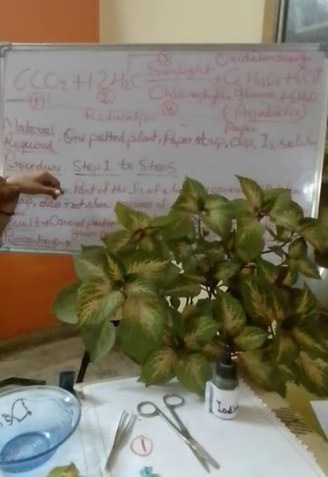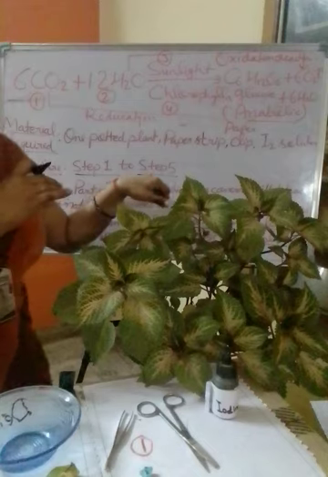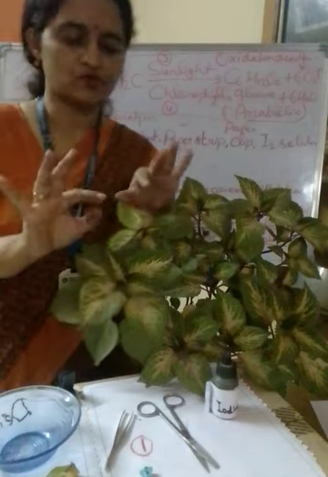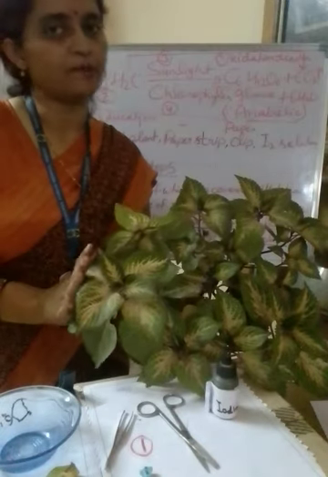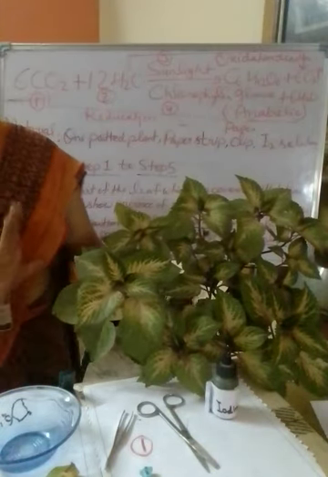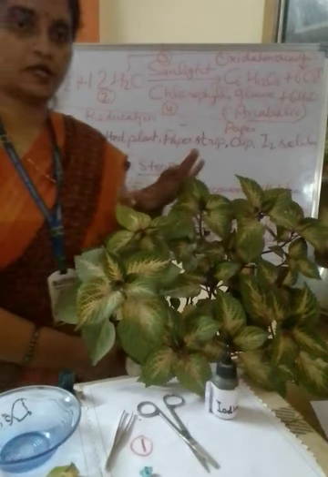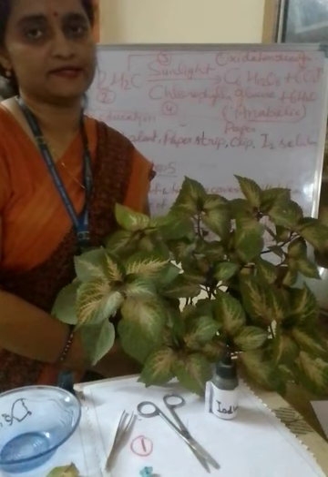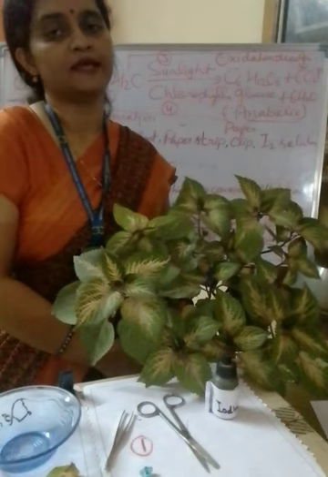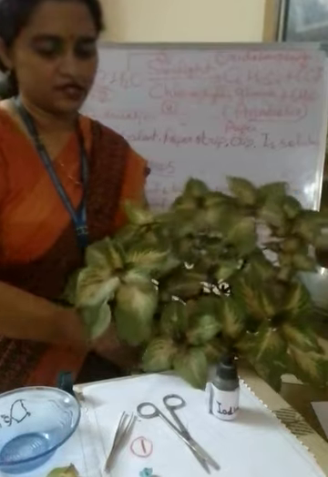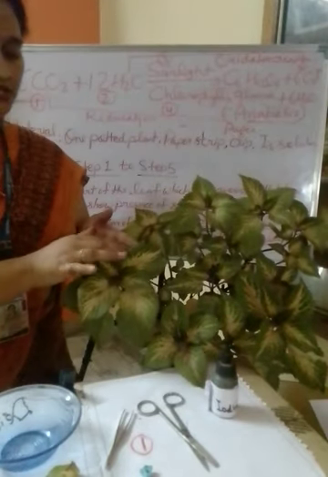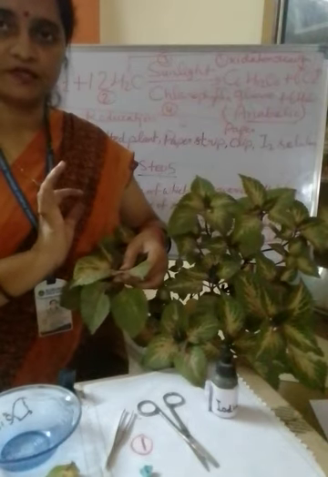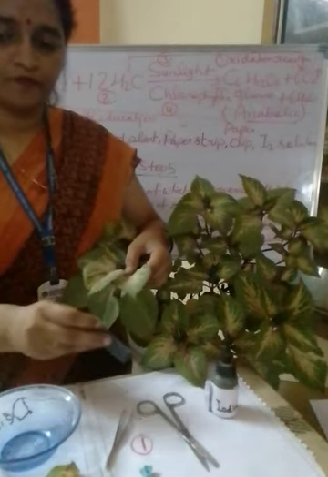Now the procedure. There are 5 steps. Now let's start. First of all, this is the healthy potted plant. Now keep it in a dark room for 2 to 3 days. After 2 to 3 days, we will take the potted plant. Now we will take one leaf from this plant. Now cover this.